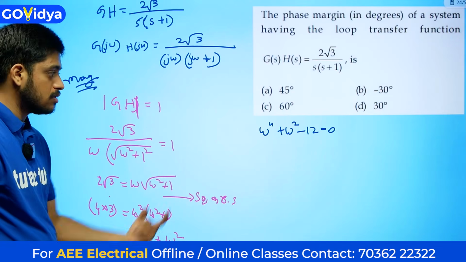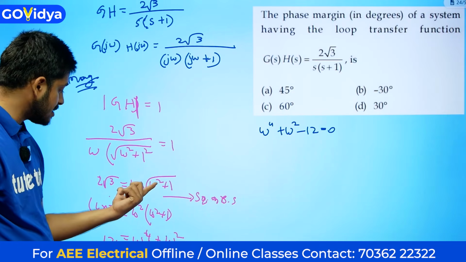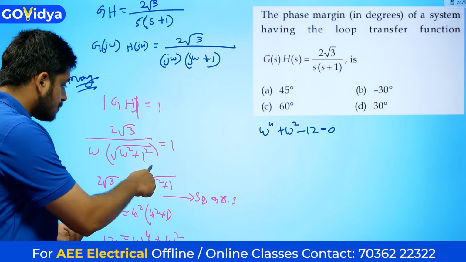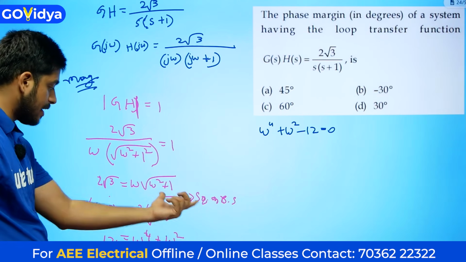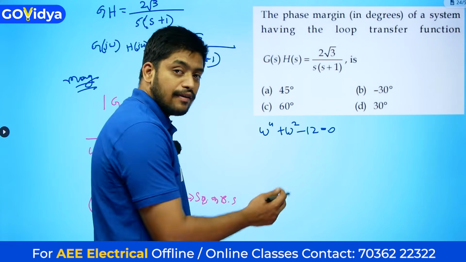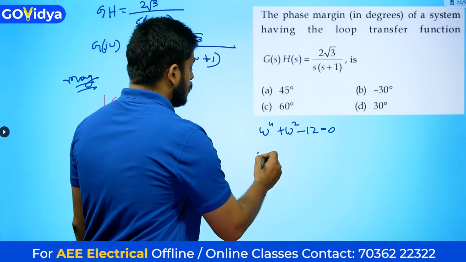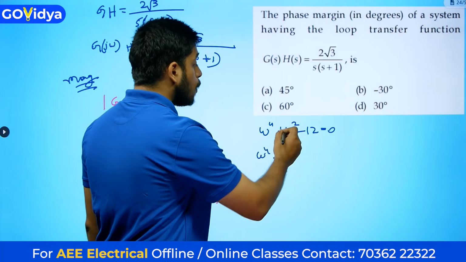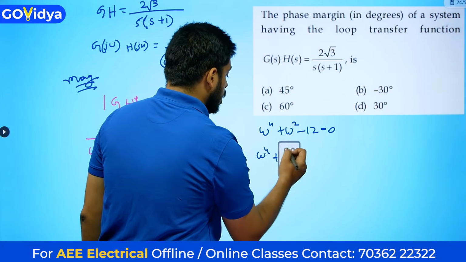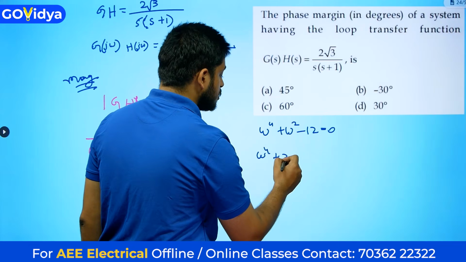I hope everyone understood this. I have multiplied this way and combined it, then done squaring on both sides, and then got this last equation. From this point, I will directly solve this. See, omega power 4 plus omega square can be written as omega square can be written as 3.